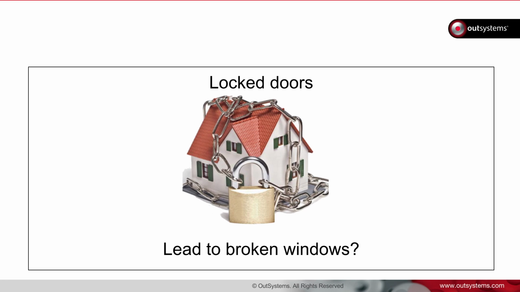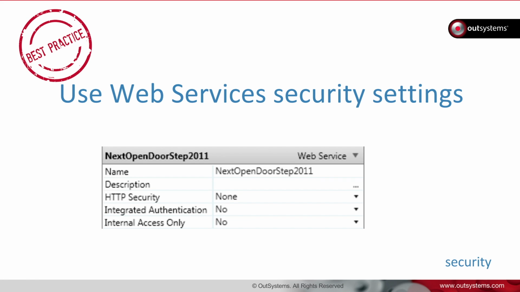Do locked doors lead to broken windows? Well, they tend to. As soon as you lock your door, the burglar gets through the windows into your home. So if you're locking things, you should think about locking all of them. And this means that if you're unchecking the anonymous role from your screens, remember your web services. Web services are providing data and information to third parties. You should also lock them up.